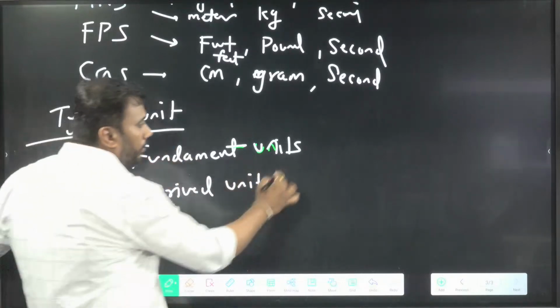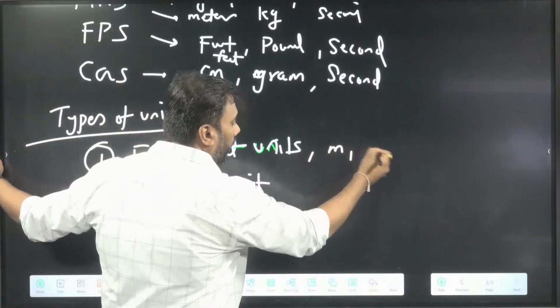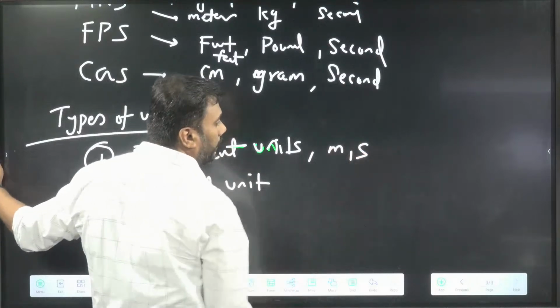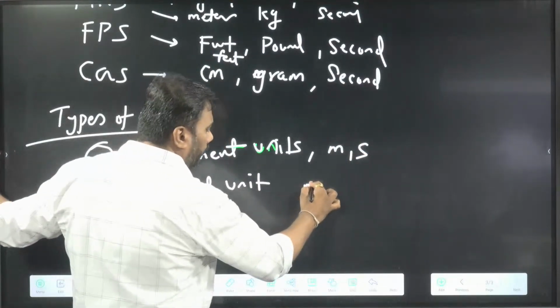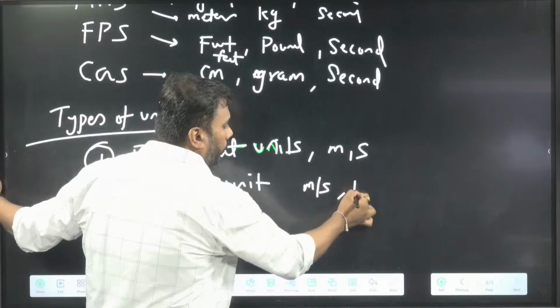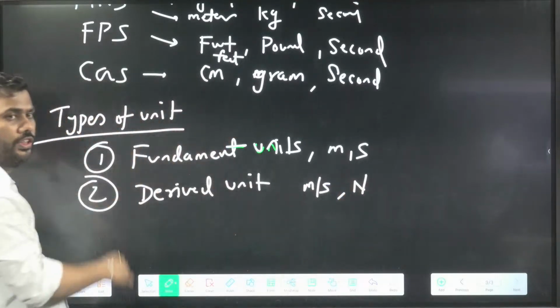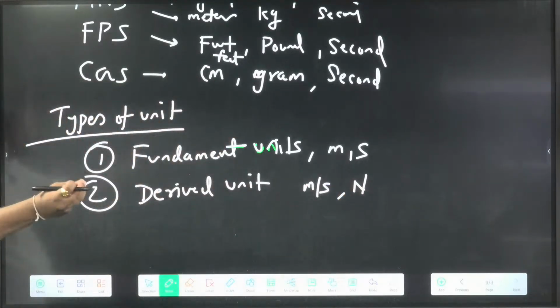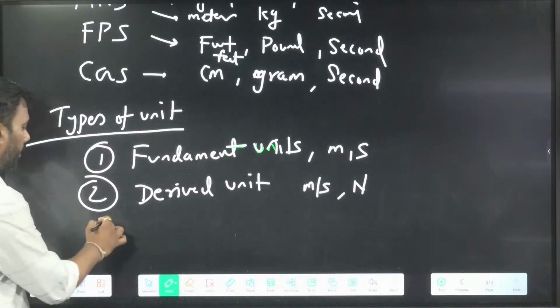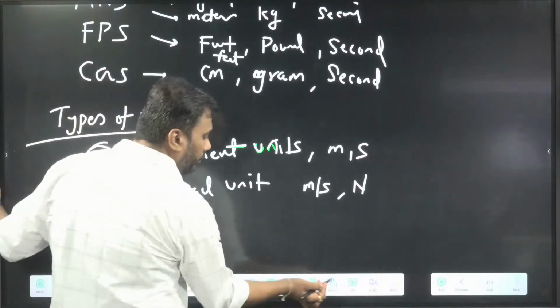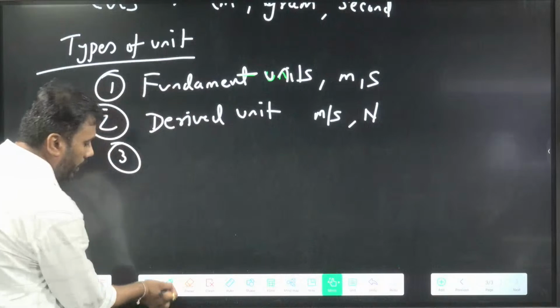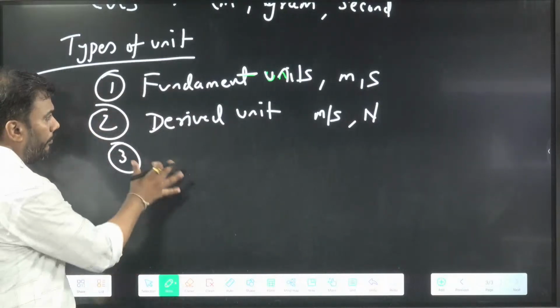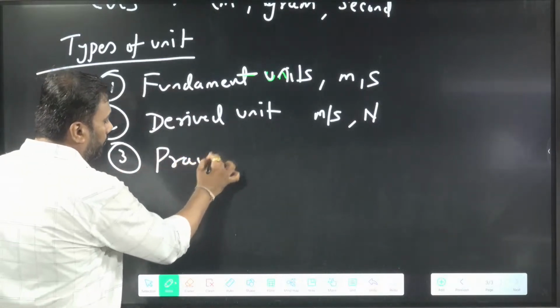Fundamental units may be meter, second, etc. And derived units are meter per second or Newton. The SI unit of force is Newton. 1 Newton is 1 kilogram meter per second square. It is a derived unit. So there are some units which are derived from fundamental quantities. Okay. Then practical unit.